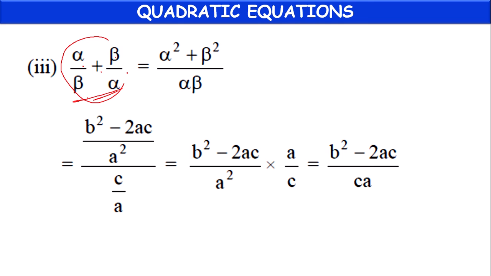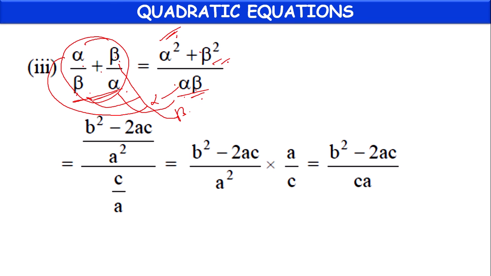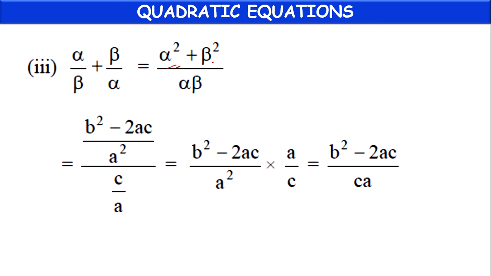First, we have to simplify this. If we take the LCM, it is alpha beta. So, beta into alpha, alpha beta; beta into alpha, alpha beta. With alpha, we have to multiply the numerator. It will become alpha square. Next, alpha into beta, alpha beta. With beta, we have to multiply the numerator. It will become beta square. So, we are getting alpha square plus beta square by alpha beta.